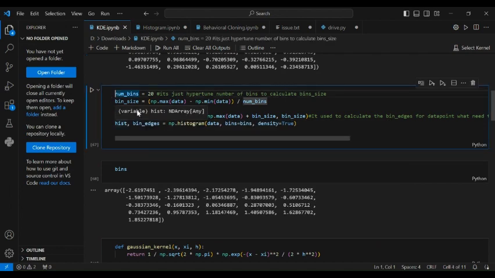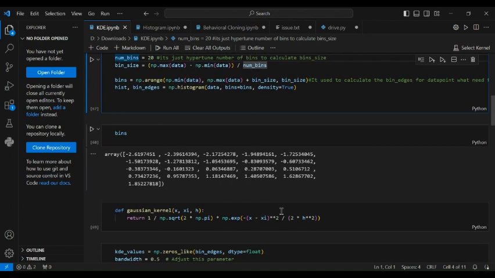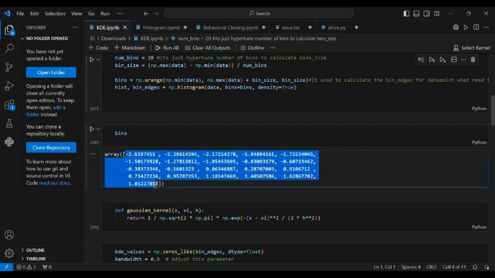So for that, the bins and bin size are needed. The bins are however many the user needs, and you can hypertune it. For that purpose I have written this over here. But based on your bins only, the bin size will be calculated. It's nothing but the maximum value minus the minimum value divided by the number of bins that have been selected. So based on it, we can plot the histogram. By using that, I got all these bins. Okay, these are all the bins.